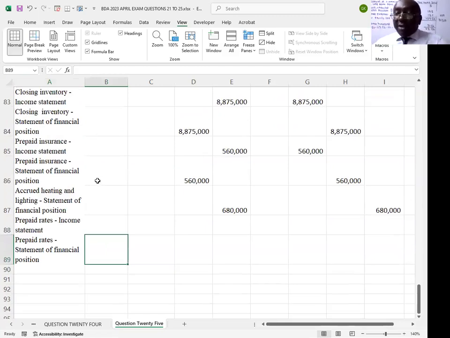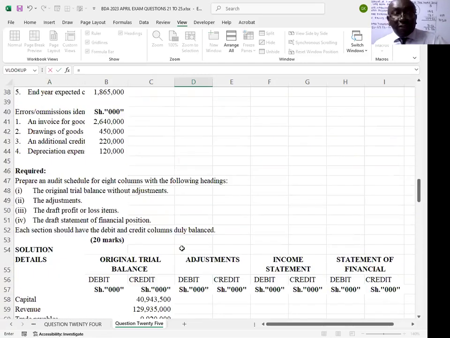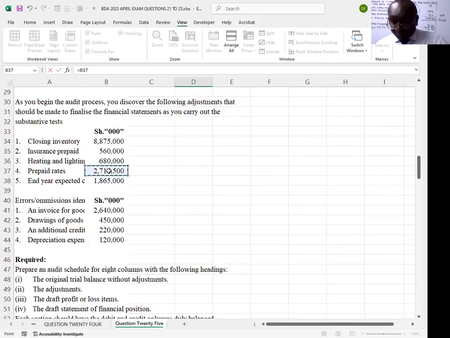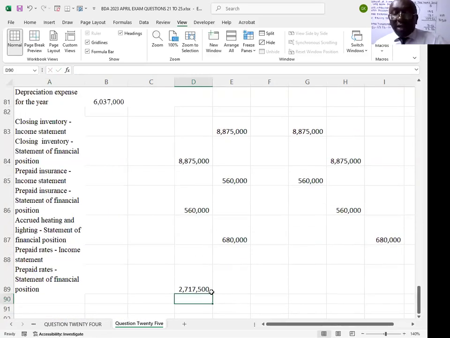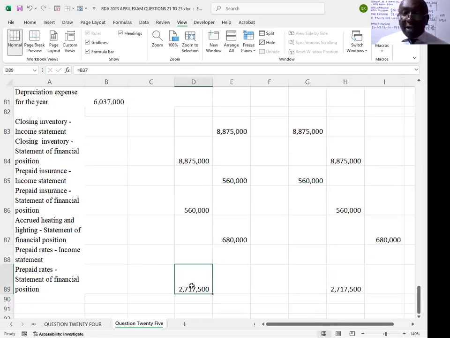So the same way we have explained that this prepayment is an asset. So we are supposed to debit the statement of financial position here. So we debit here. So I go for it. This one. And then because it's an asset, I come and debit it here in the statement of financial position. So I debit here in the adjustment and I debit it here in the statement of financial position because it is a current asset.